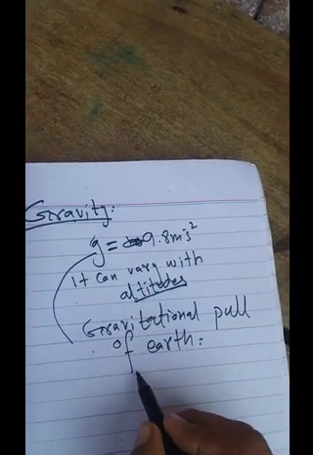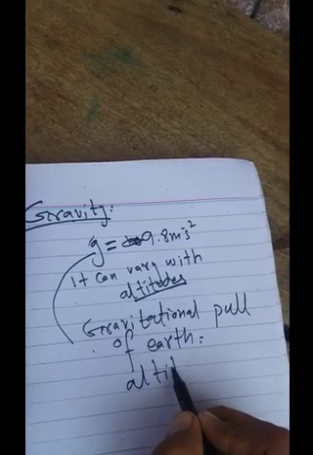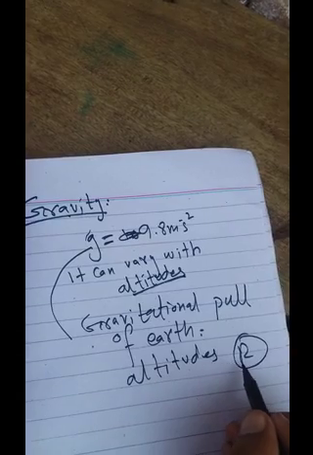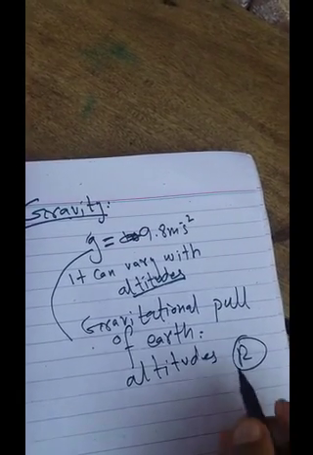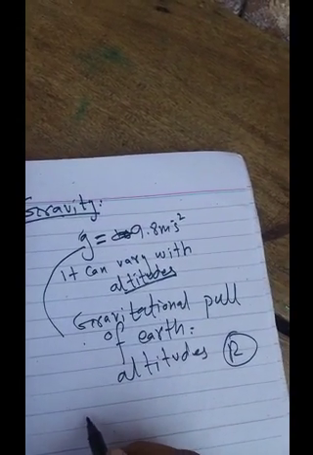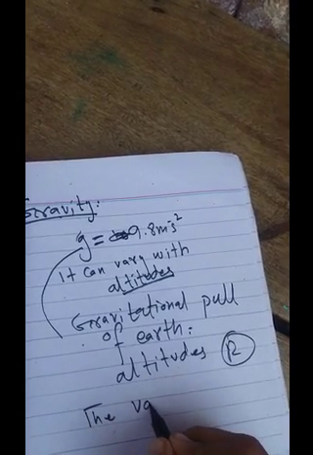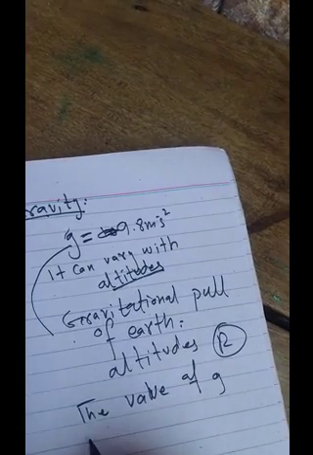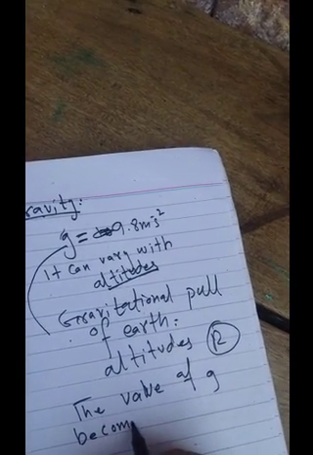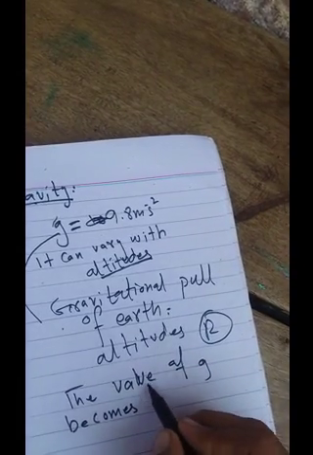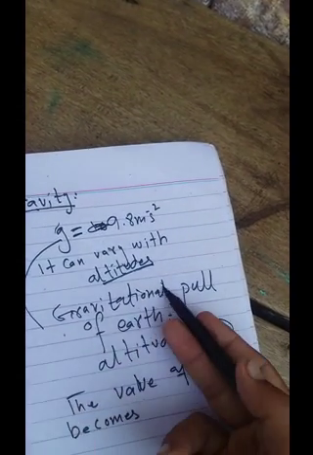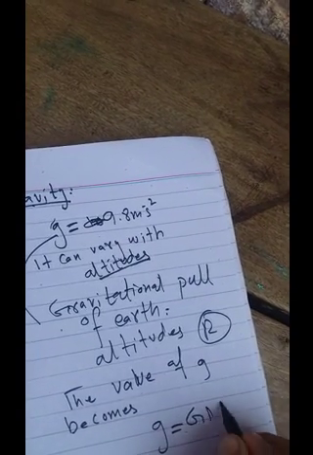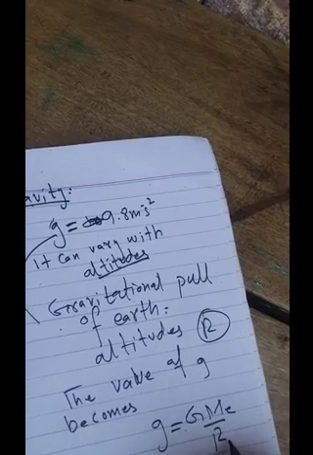If we increase the altitude by about the radius of Earth, the value of g becomes 1/4, because as we know it is the square. The value of g we can calculate by G M_E over R square.